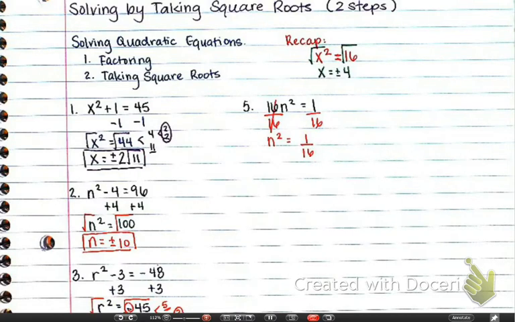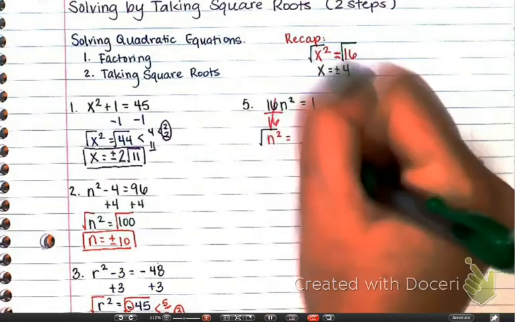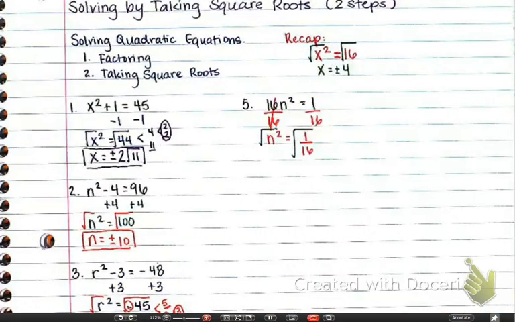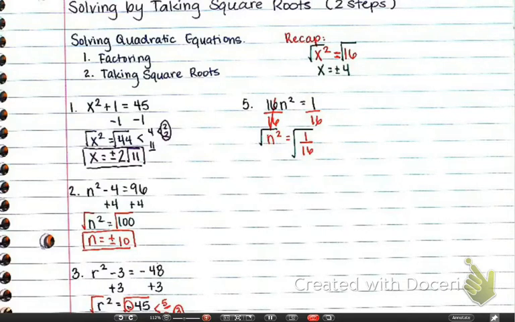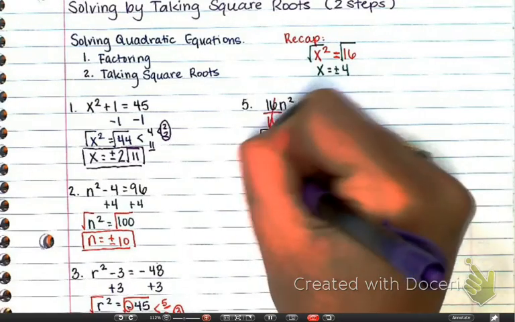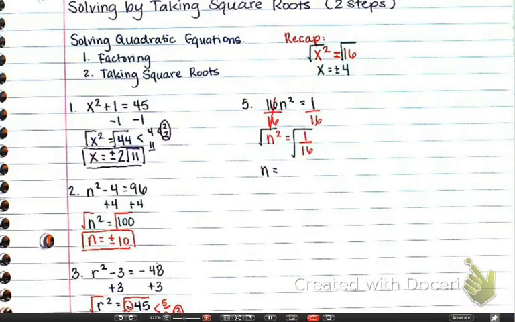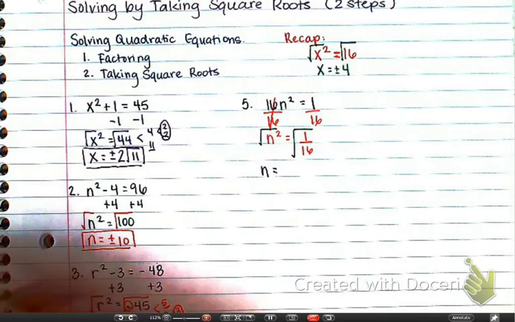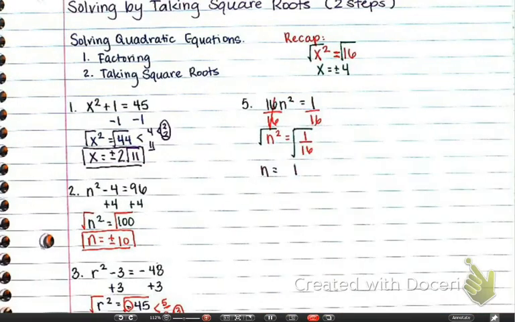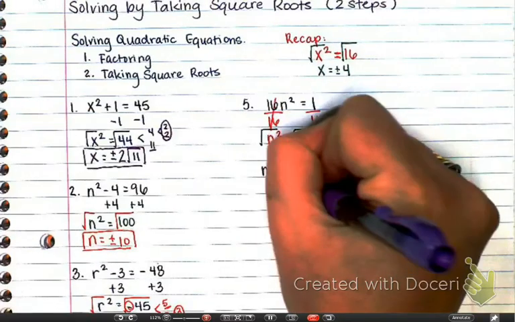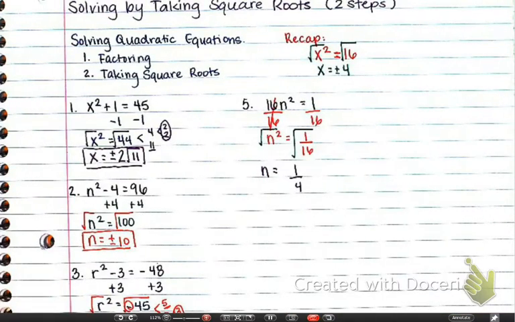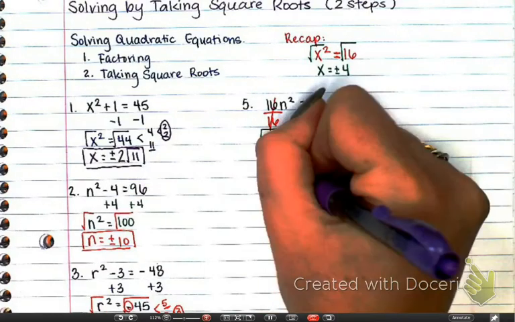Okay? Don't freak out yet. Our goal is to get n by itself. So how do I get n by itself? Square root both sides. What's the square root of n squared? n. Okay, here's how you're going to deal with fractions. You're going to take the square root of the numerator and the denominator separately. What's the square root of 1? 1. What's the square root of 16? 4. Am I missing anything? The plus or minus.